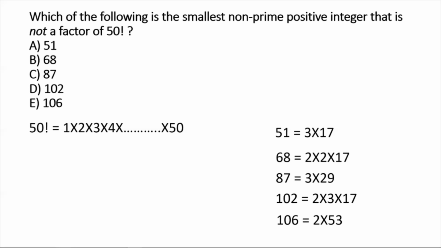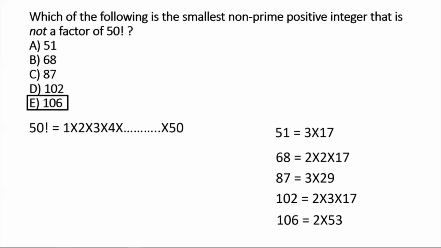If you break up 106 into its prime factors, that's 2 and 53. And 2 is, of course, there in factorial 50, but 53 is not there. 53 is a prime number, and it is not present between 1 through 50. So it's not there in factorial 50. So 106 is therefore not a factor of factorial 50, and that will be the correct option for this question.